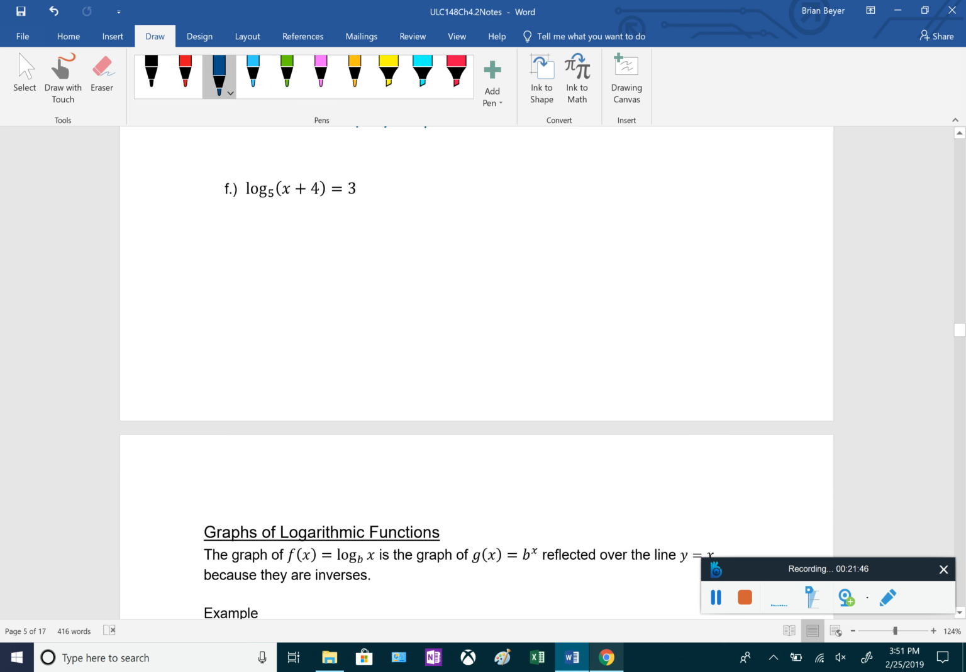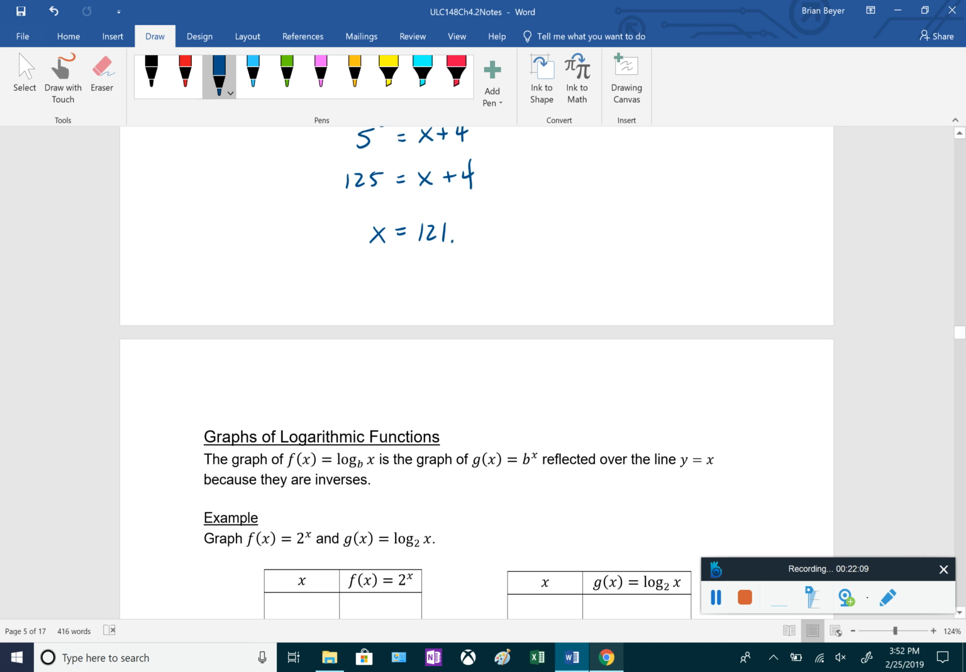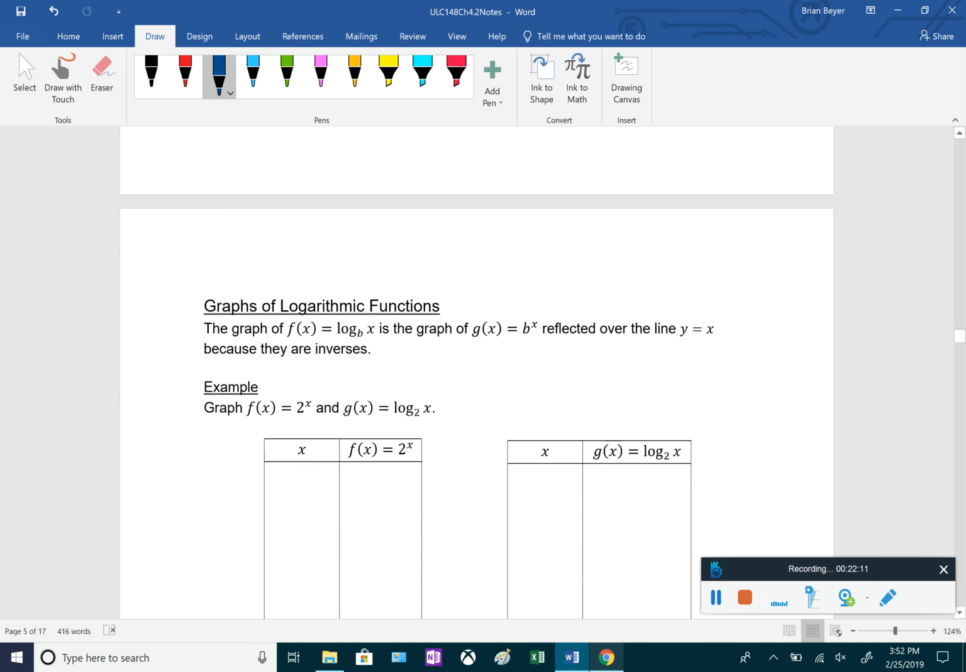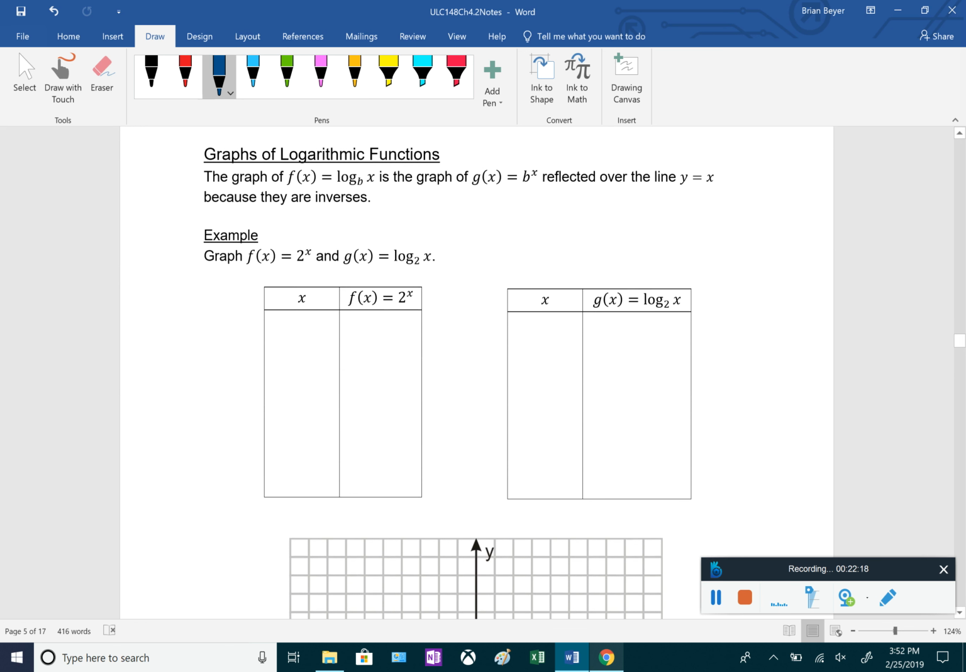Okay, and for the last one here, before we get into the graphs, we have log base 5 of x plus 4 equals 3. Putting this into exponential form, it's going to be base 5 to the third power equals x plus 4. So that's 125 equals x plus 4. Subtract 4 on both sides, we get x equals 121. Okay, so that was still just converting from logarithmic to exponential form, but solving for a given value of x there.